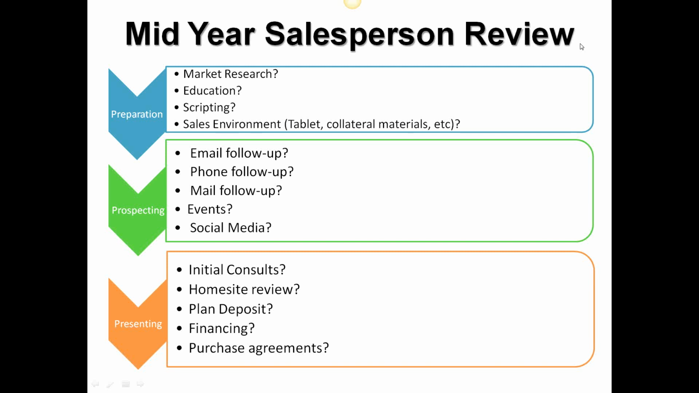My initial meetings. How well is my salesperson, or how well am I doing at my initial meetings? How many am I getting each week? Am I converting those people into the next meeting, which would be the home site review? If I'm not, why? So the question is, am I not doing a good job of qualifying?